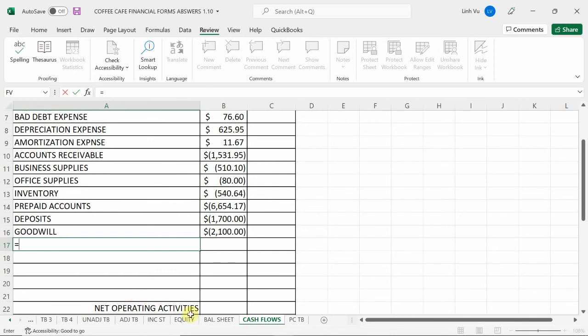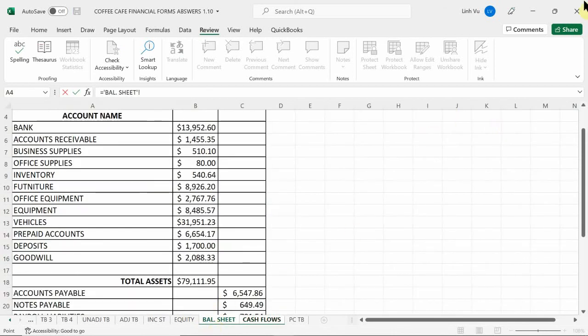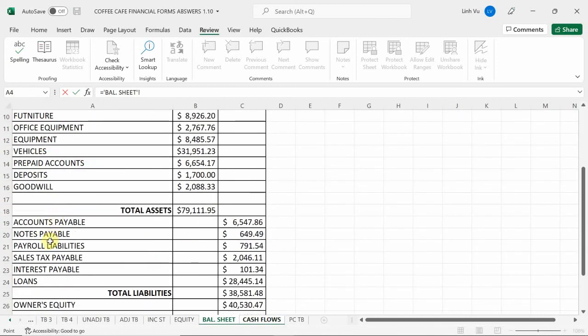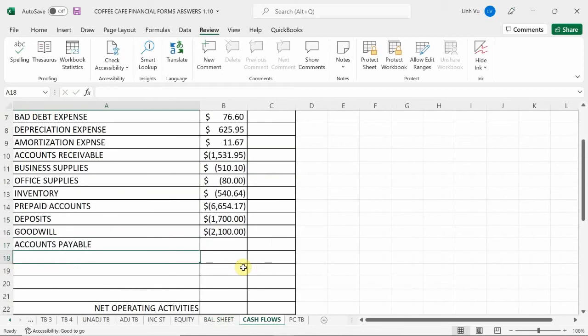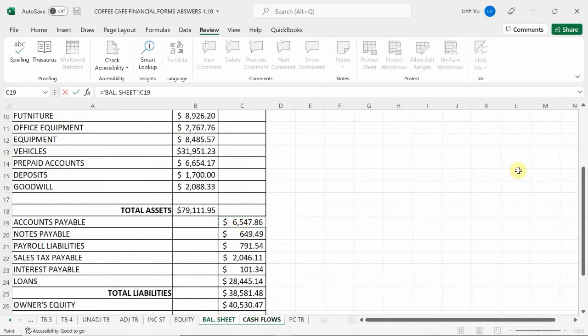So now that I went through my current assets and my other assets, now I need to go through my current liabilities, okay? So on the balance sheet, your first current liability is going to be accounts payable, okay? So here's a question, okay? Right now, I have a total of $6,547.86. Did I pay for any of these bills that I owe? Did I pay anything into my $6,547 that I owe? No.